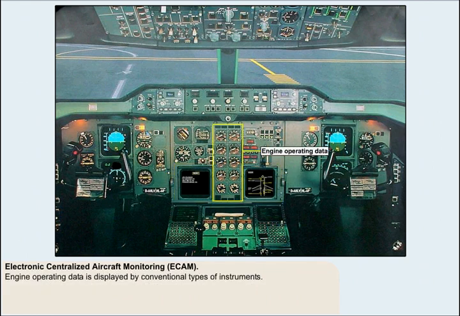Engine operating data is displayed by conventional types of instruments. Other differences between the ICAS and the ECAM systems relate to display locations and methods of selection of system operating modes.